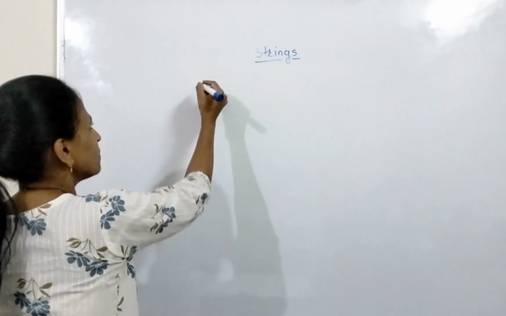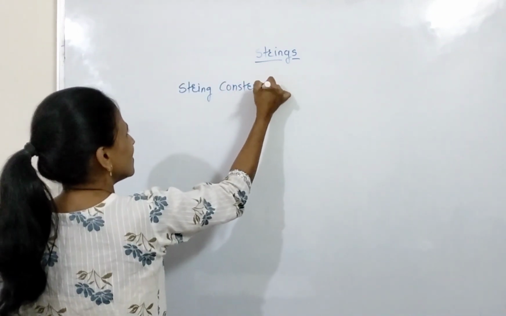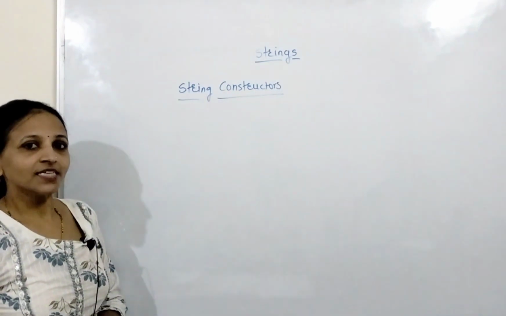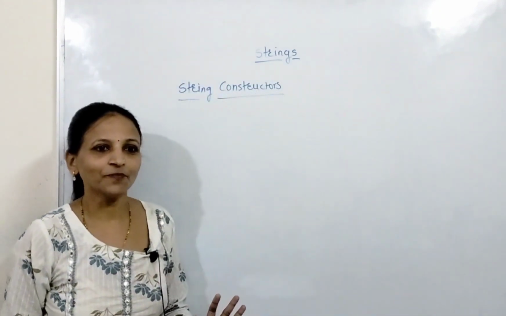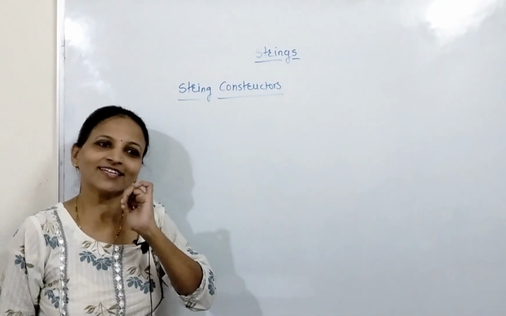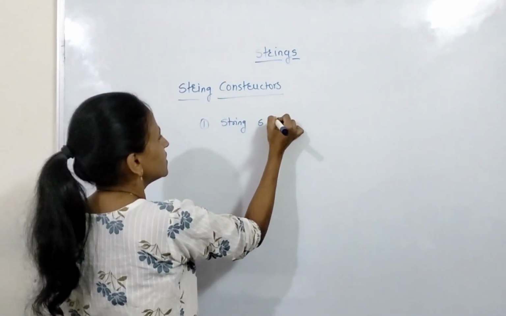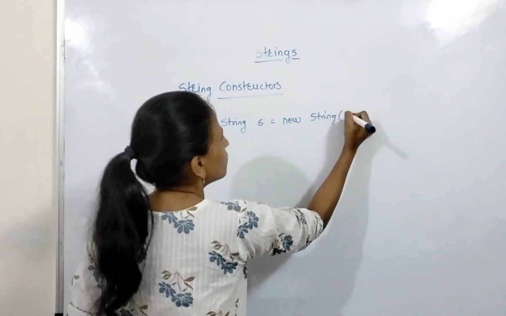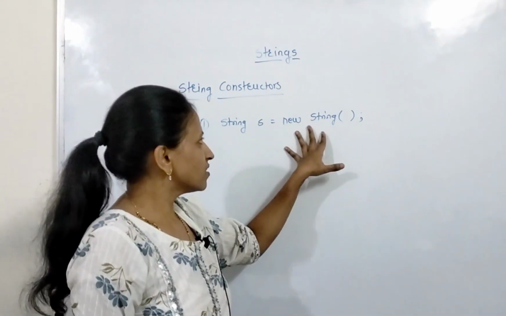Now I am going to explain string constructors. A constructor is nothing but a special method of a class that has the same name as the class name, everything you know. String is an inbuilt class. Inbuilt means whatever constructors are there, those are already written by the language itself. We are just using those constructors. S is equals to, we will use it like this, new String, and here we will not pass anything. This is the first constructor.